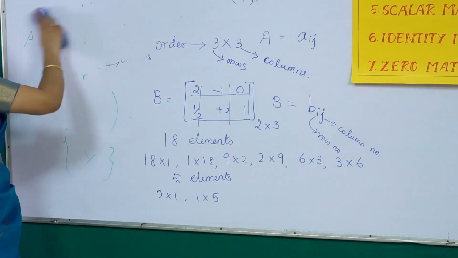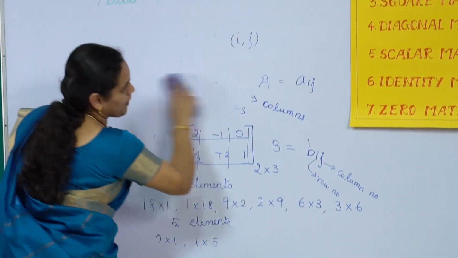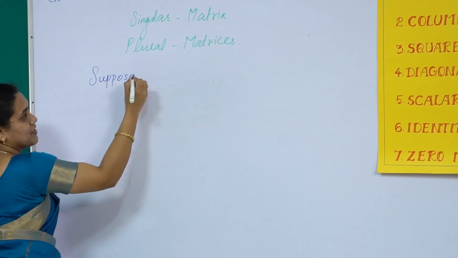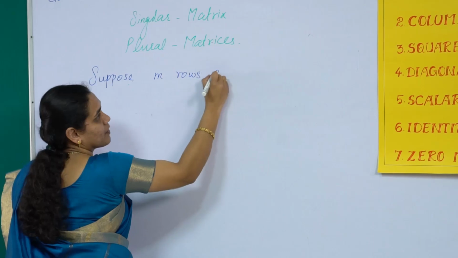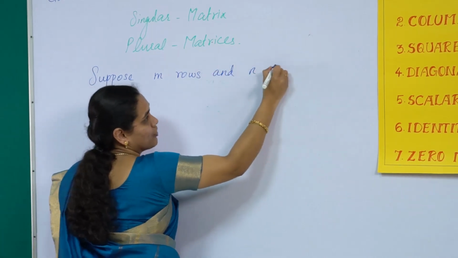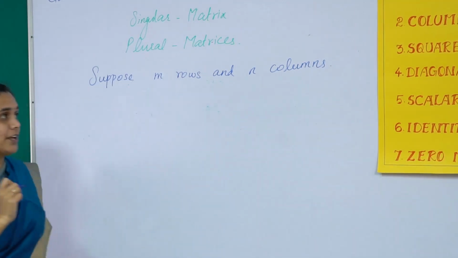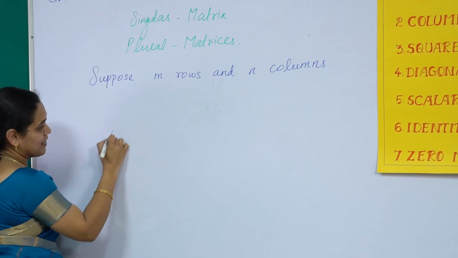Then let's see how to denote a matrix generally. Suppose a matrix has m rows and n columns. M rows and n columns. I'm going to write this matrix now. Let us name it as A.